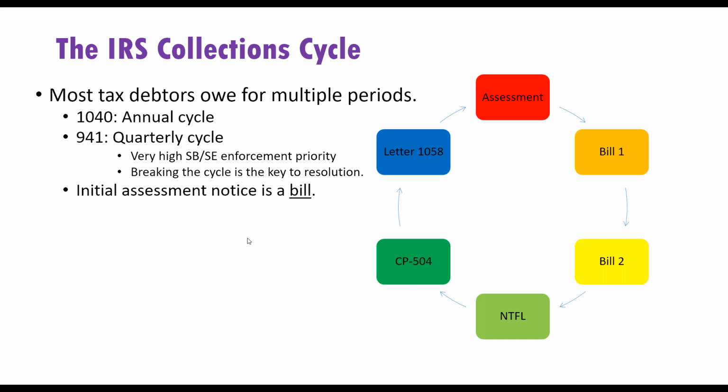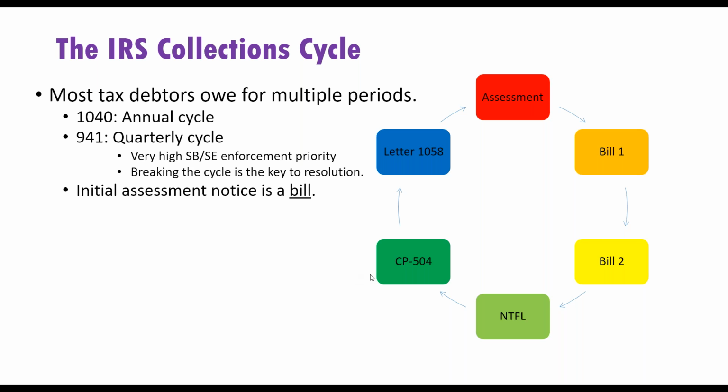Now, the IRS is required by law to send at least 1 notice and demand for payment. That's a bill. By administrative courtesy, they send 2. Okay, and I've got a typo here. This should be NFTL, not NTFL. That's the Notice of Federal Tax Lien. So after an assessment, there's a bill, they send another courtesy bill, and then if the liability is over $10,000, they'll typically file the Notice of Federal Tax Lien.